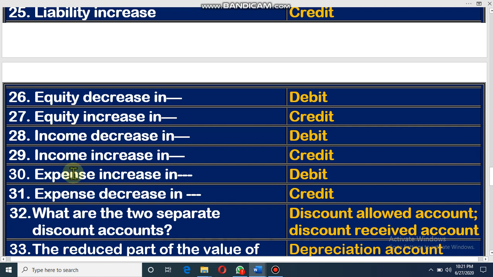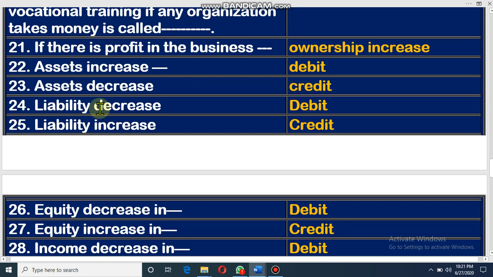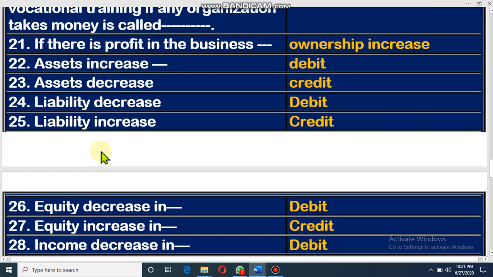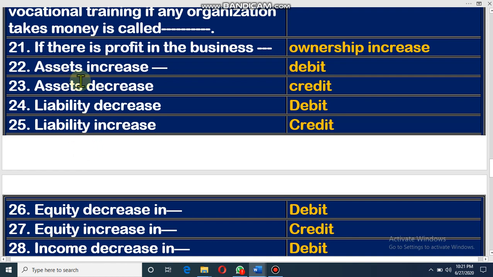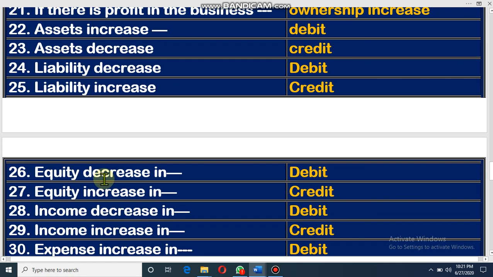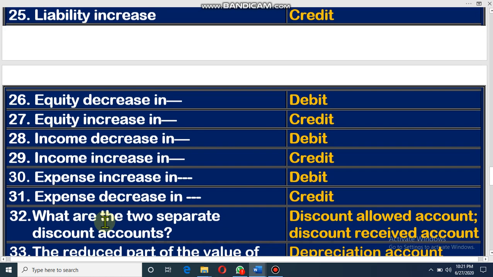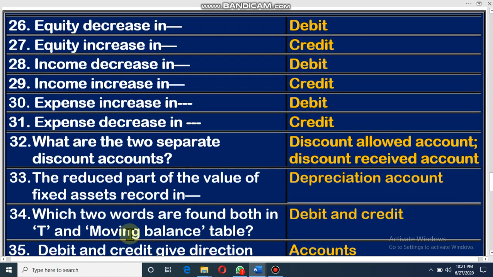Dear student, these few MCQs from 22 to 31 are very important, not only for MCQ but for CQ also. This is the golden rule of accounting. If you cannot learn this formula, then you cannot do accounting. So please learn it. Asset increase debit, decrease credit; liability decrease debit, increase credit; equity decrease debit, increase credit; income decrease debit, increase credit; and expense increase debit, decrease credit.